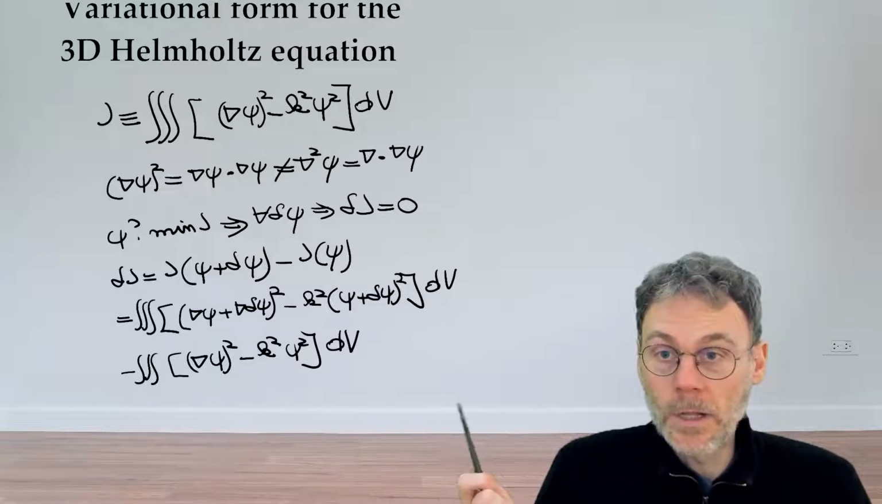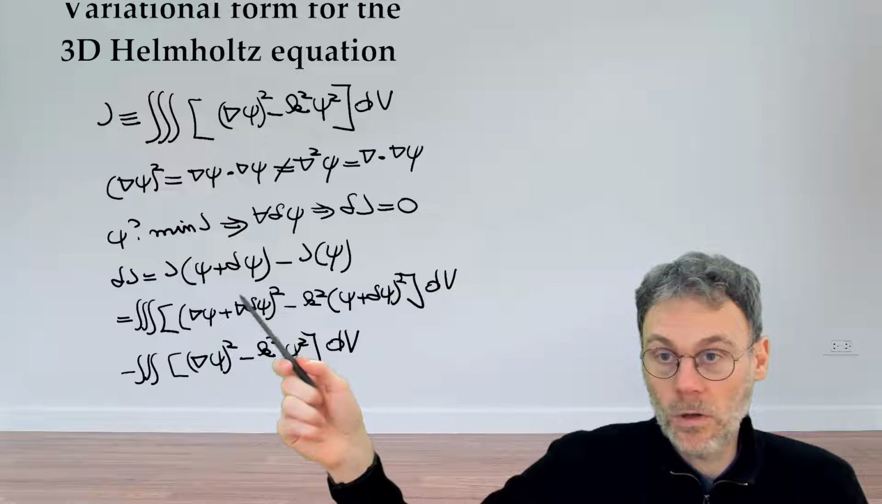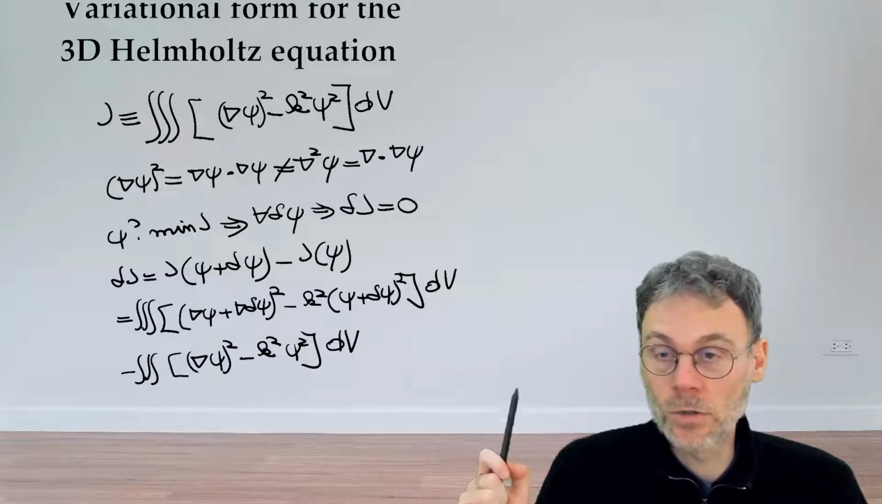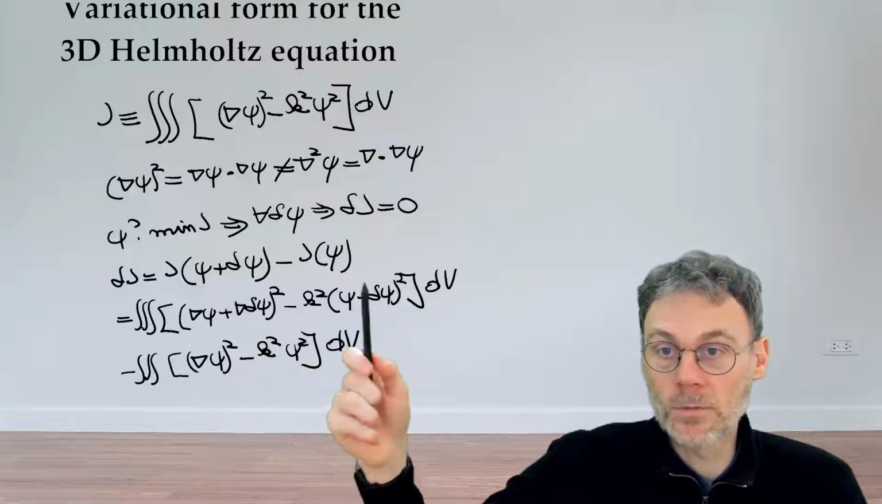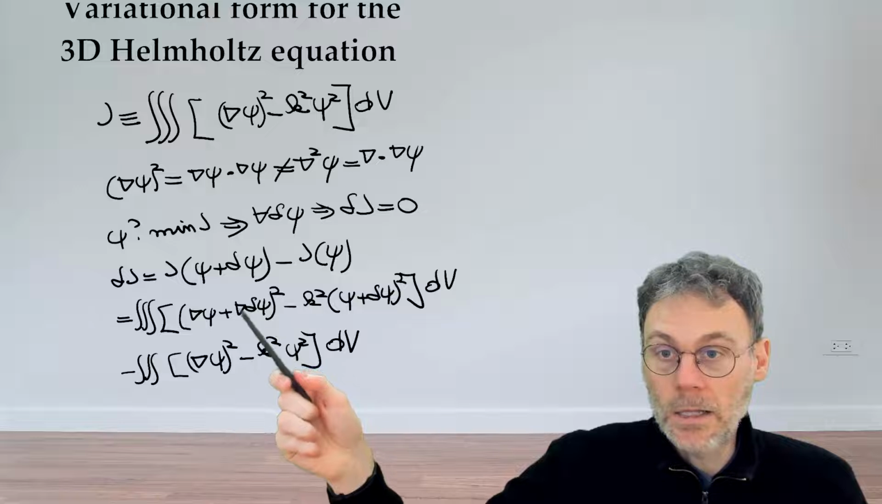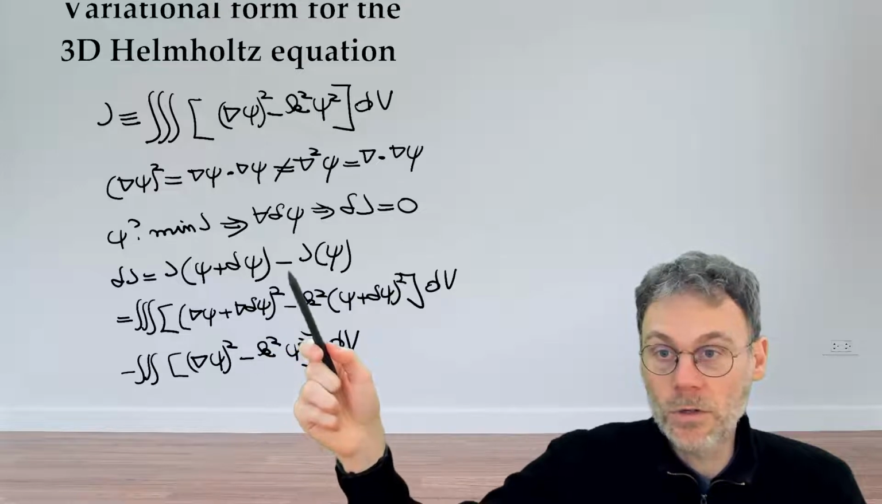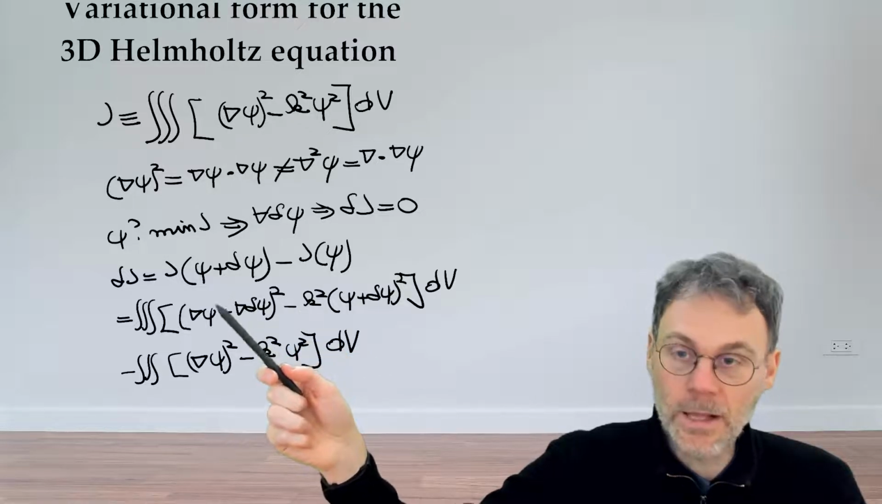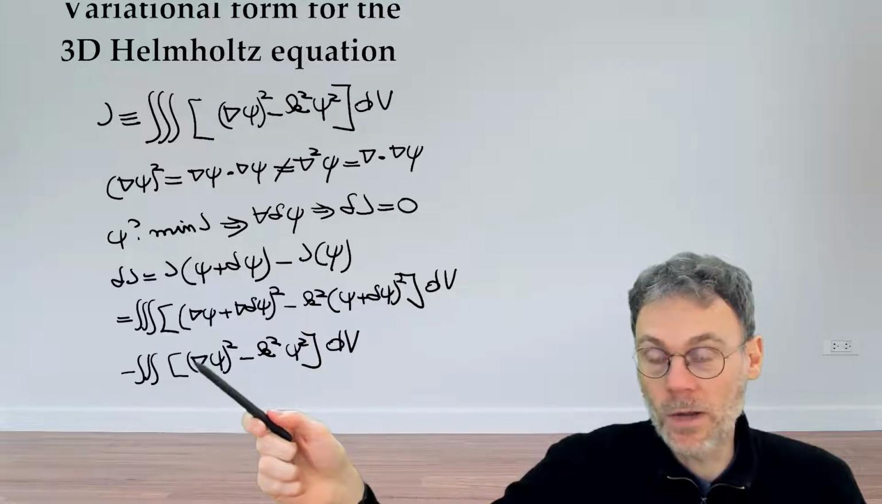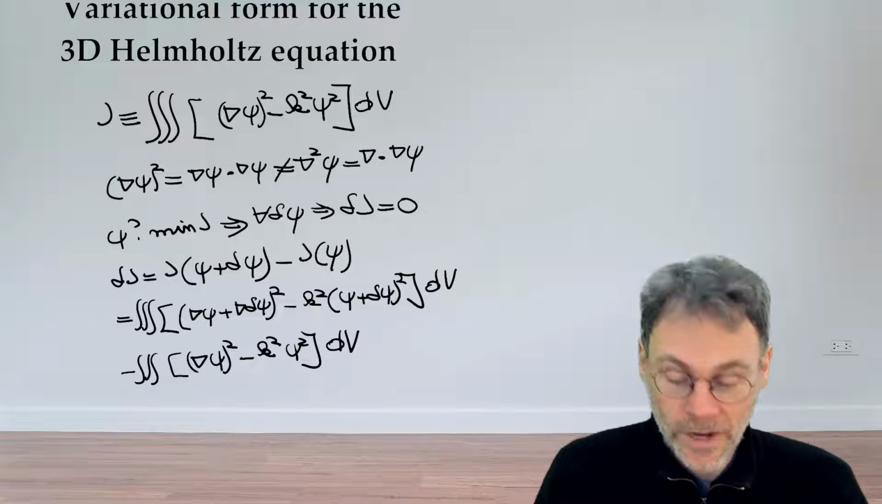Okay, let's continue working on this. Here we have 2 times a square of 2 terms. So this will give us 3 terms. This will give us another 3 terms. Let's see what happens. Let's first focus on this thing here. So the first thing we will have will be a gradient psi squared. But luckily, this is exactly what we're subtracting over here. So this first term will vanish.